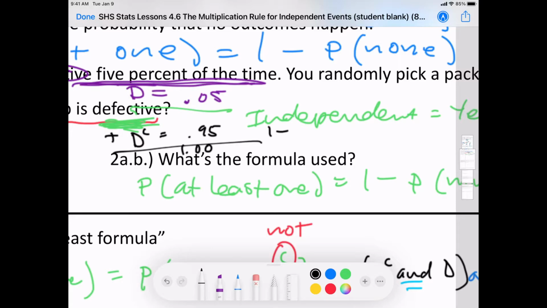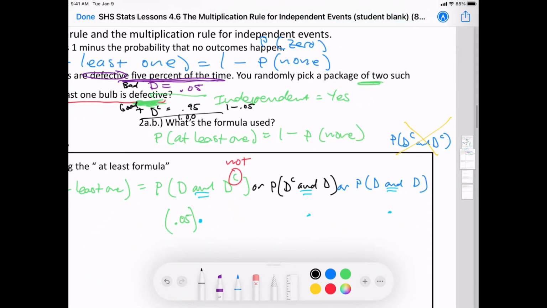It's 1 minus 0.05. So it means you're going to get a, let's just put bad, this is a bad bulb, this is a good bulb. 0.95. Okay, pay attention here. The word "or" is plus. Okay. Not defective, which means it's a good bulb, 0.95 times defective is 0.05. And then the probability that they're both defective is 0.05 times 0.05.